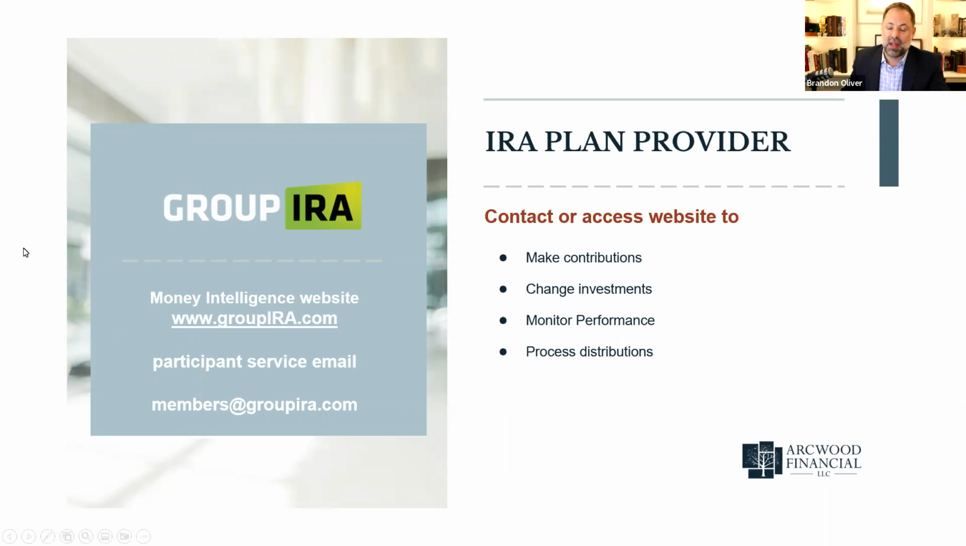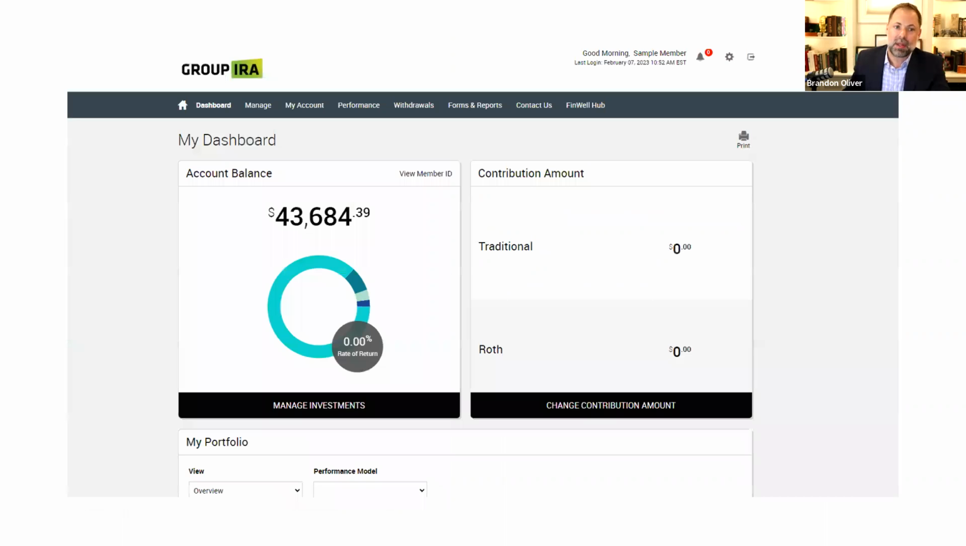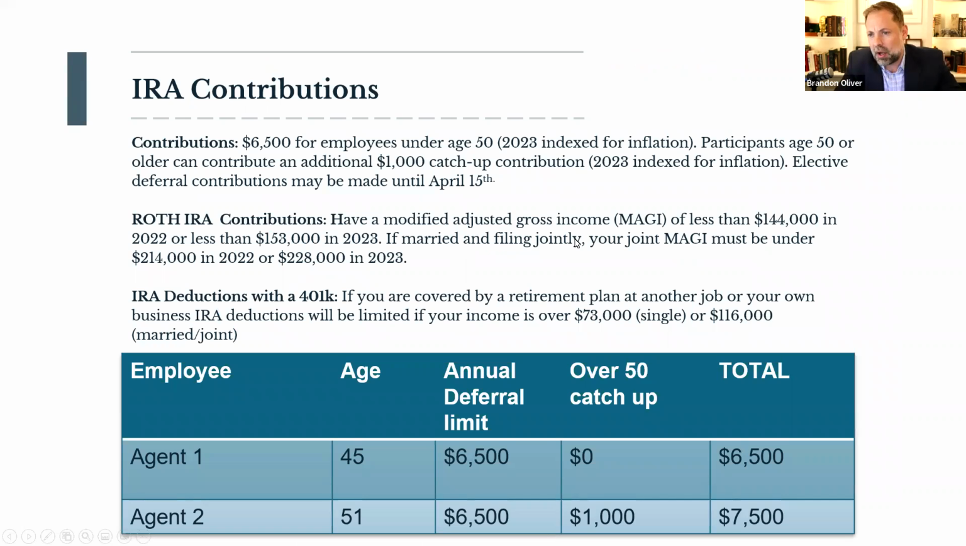If you do need assistance logging in for the first time, the best way to reach them would be members@groupira.com. Their website is very similar to any 401k or IRA website you've been to before. You can see a snapshot of how much your balance is, how much you are saving into traditional or Roth per week or per month or per year, and all the other different features you would expect from an IRA or 401k website.